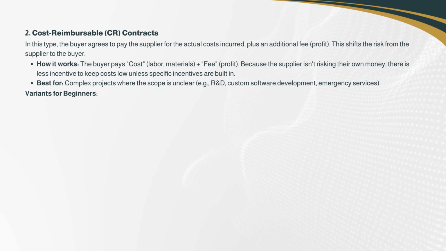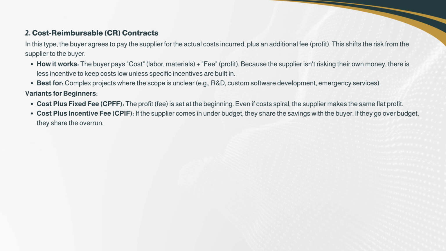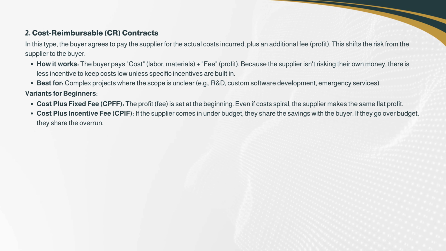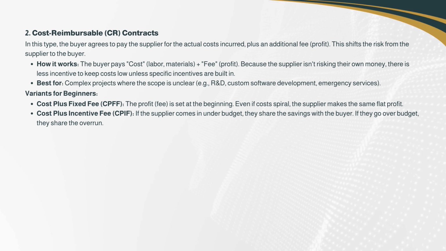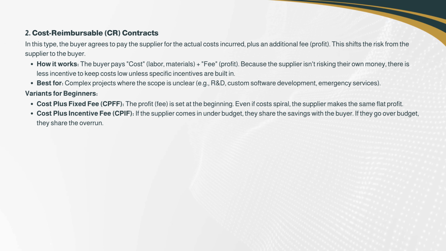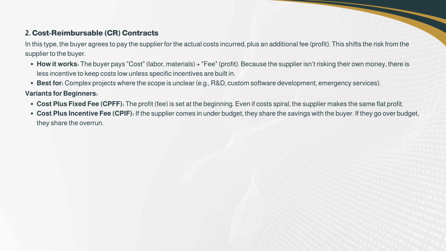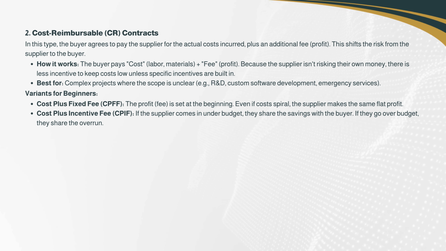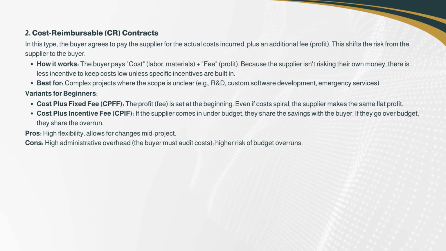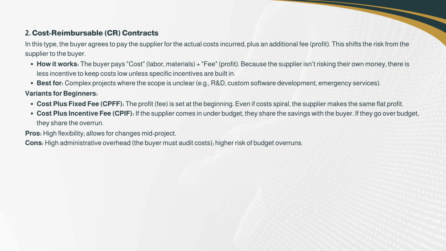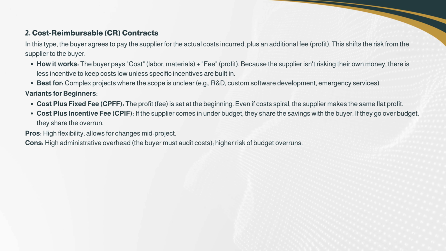Variants for beginners. Cost plus fixed fee, CPFF: the profit, or fee, is set at the beginning. Even if costs spiral, the supplier makes the same flat profit. Cost plus incentive fee, CPIF: if the supplier comes in under budget, they share the savings with the buyer. If they go over budget, they share the overrun. Pros: high flexibility, allows for changes mid-project. Cons: high administrative overhead, the buyer must audit costs, and there is a higher risk of budget overruns.